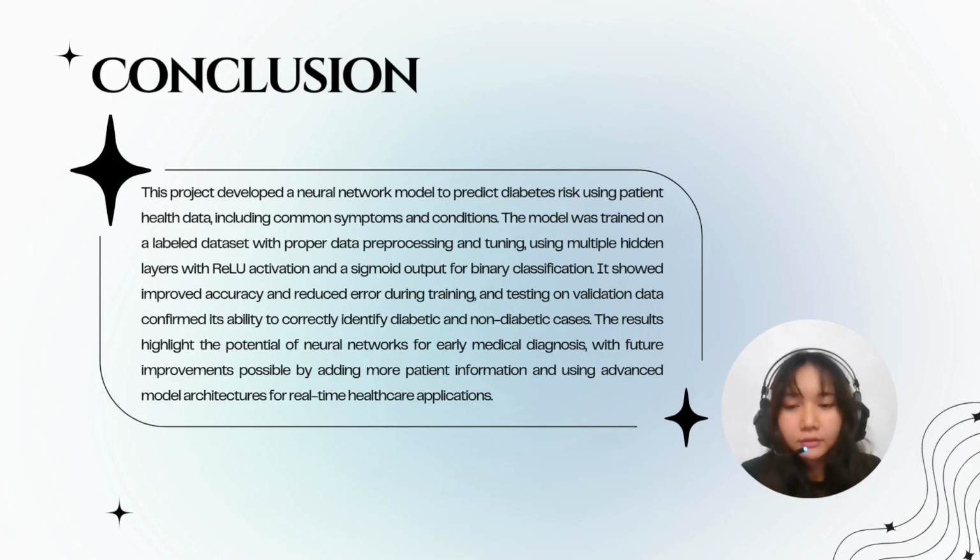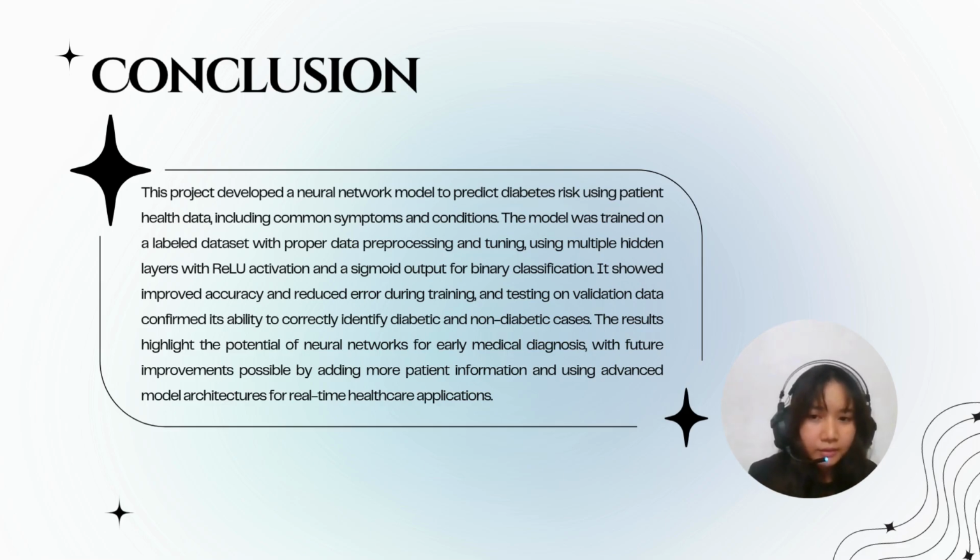As a conclusion, this project was developed using a neural network model to predict diabetes risk using patient health data, including common symptoms and conditions. The model was trained on a labeled dataset with proper data processing and tuning, using multiple hidden layers with ReLU activation and sigmoid output for binary classification. It shows that it improved the accuracy and reduced error during training and testing on validation data, and also confirmed its ability to correctly identify diabetic and non-diabetic cases for the patients.